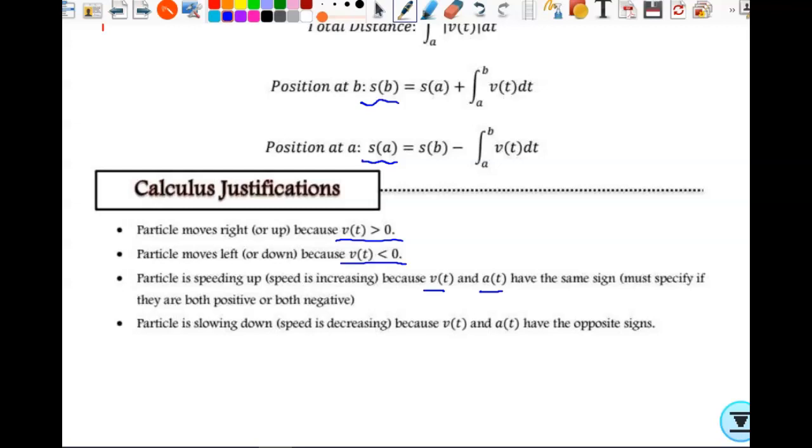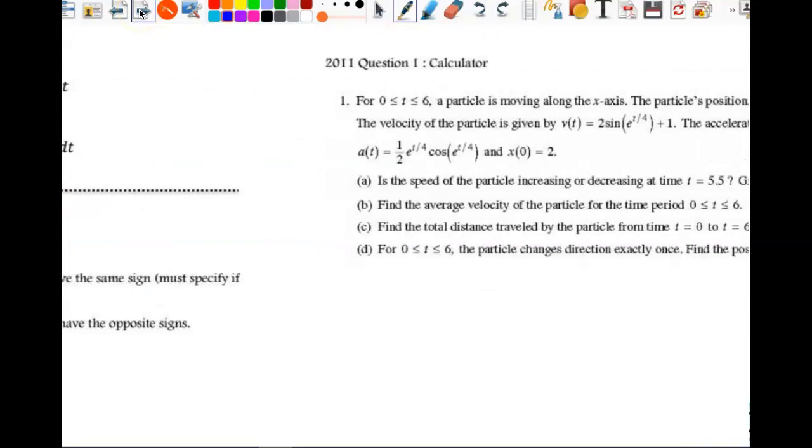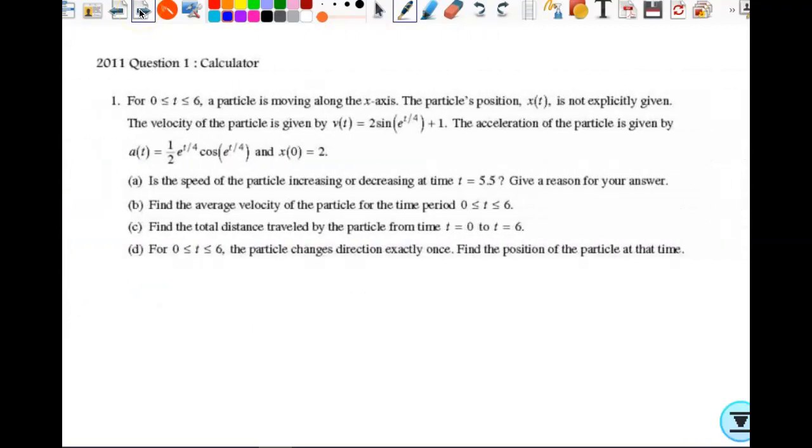Did you say no? All right, I think we're looking at 2011. Yes, 2011, question 1. Calculator question. A lot of times your PVA question is a calculator question.